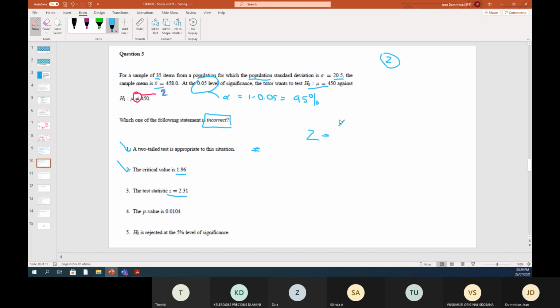We've got all the information. So X was 458. Your mean, you're testing against 450. And when you divide by your standard error, which is your standard deviation divided by the square root of n. Okay, so that one I need my calculator for. I can't do that.